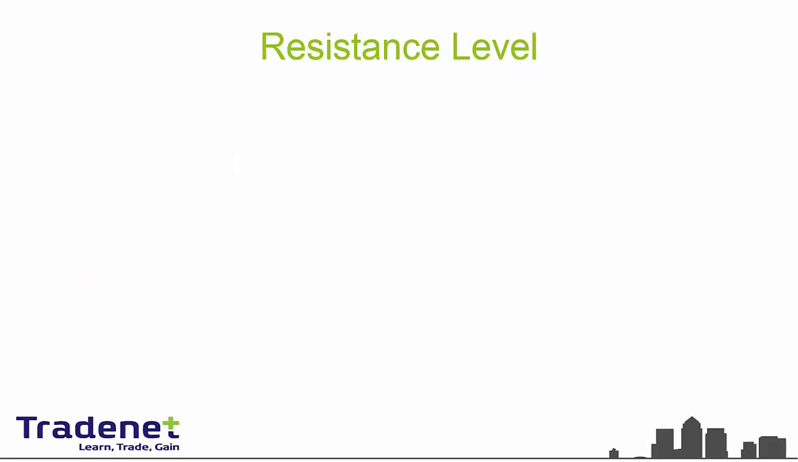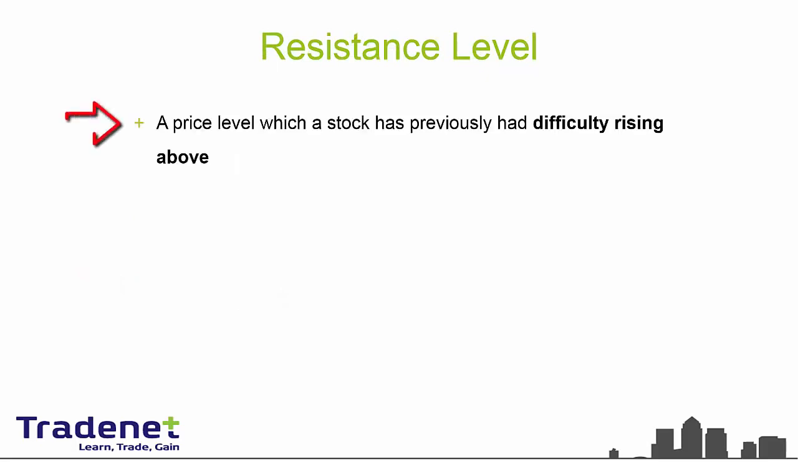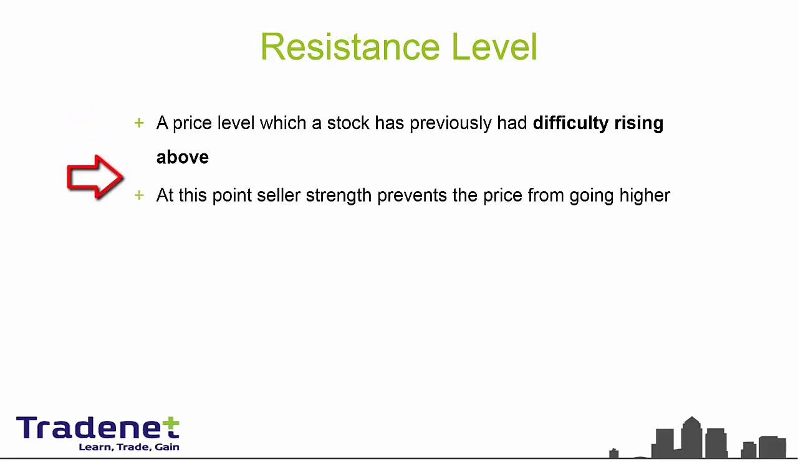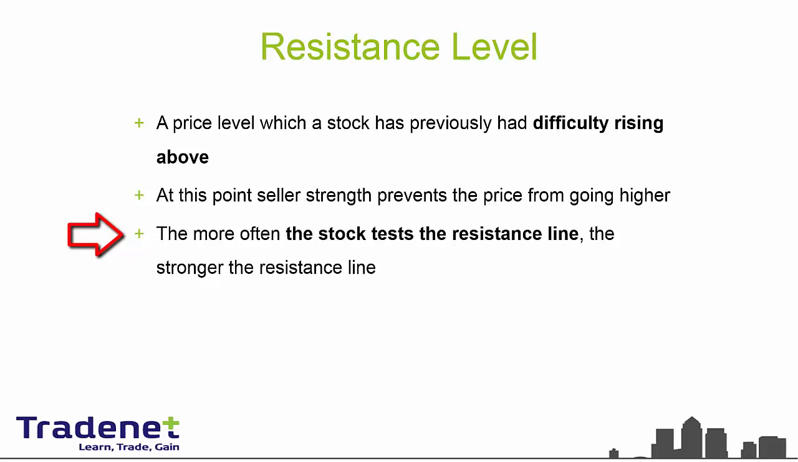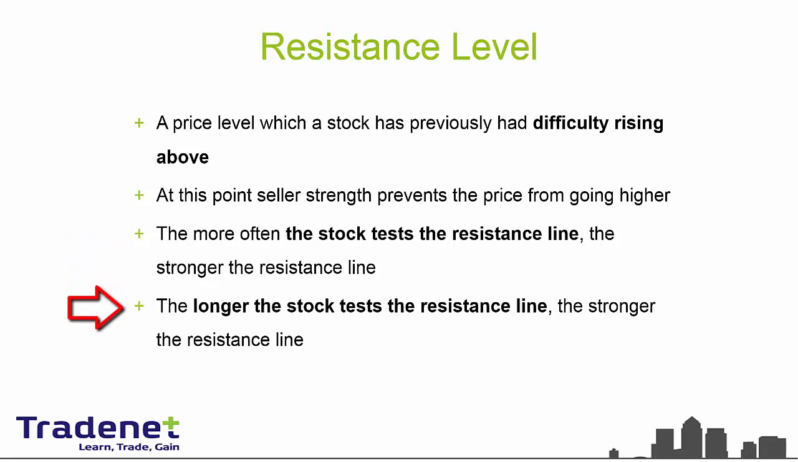Let's talk about resistance levels. A resistance level is a price level which a stock has previously had difficulty rising above. At this point, seller strength prevents the price from going higher. The more often the stock tests a resistance line, the stronger the resistance line is. The longer the stock tests a resistance line, the stronger the resistance line is.